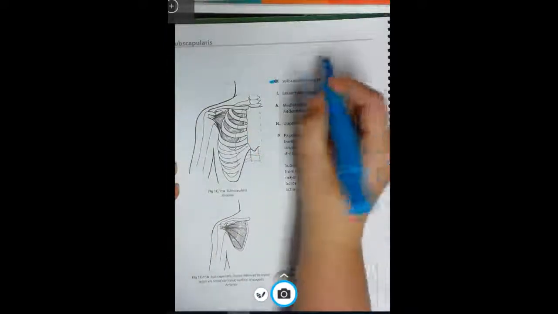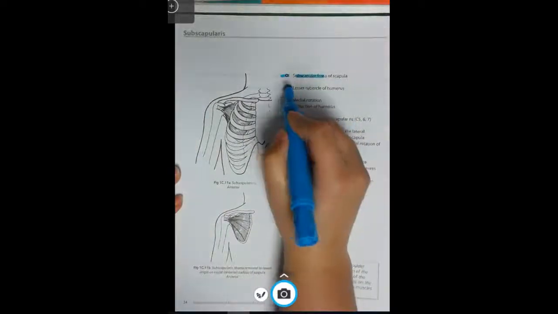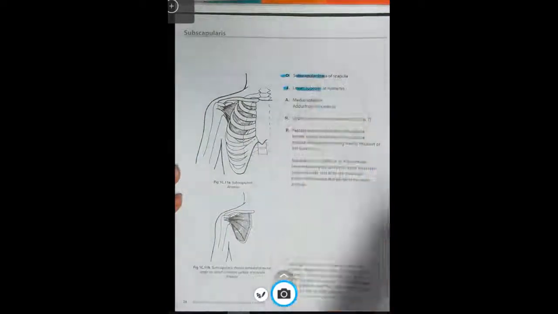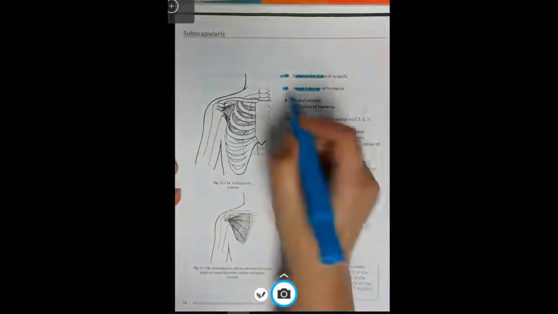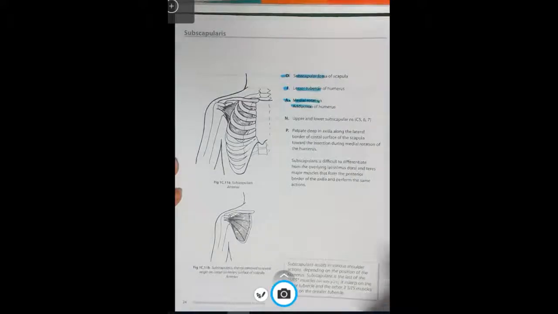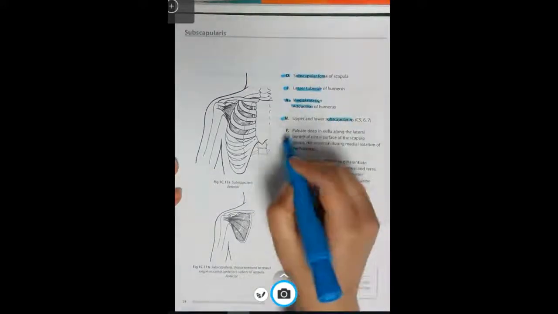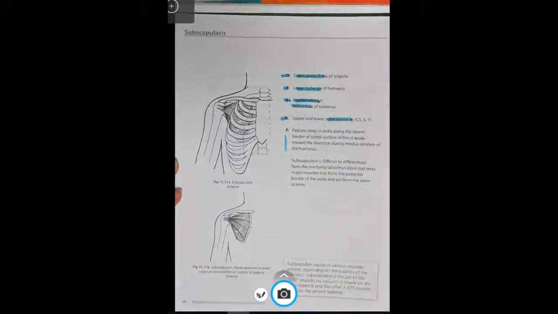Subscapularis is the last one. We go to the subscapular fossa. This is where the insertion changes to the lesser tubercle, which is just below the greater. And we're going to do internal rotation and adduction of the humerus. And we only need to remember subscap nerve. And remember your palpation.